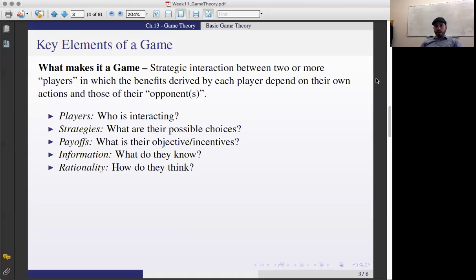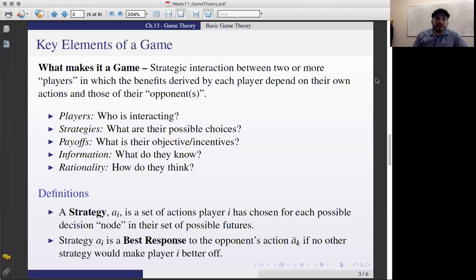But we can also be aware of and be sure we're thinking accurately about information, if there is some sort of information asymmetry, or just what each player knows about their opponents, and rationality. What does it mean for players to be rational in a given setting?